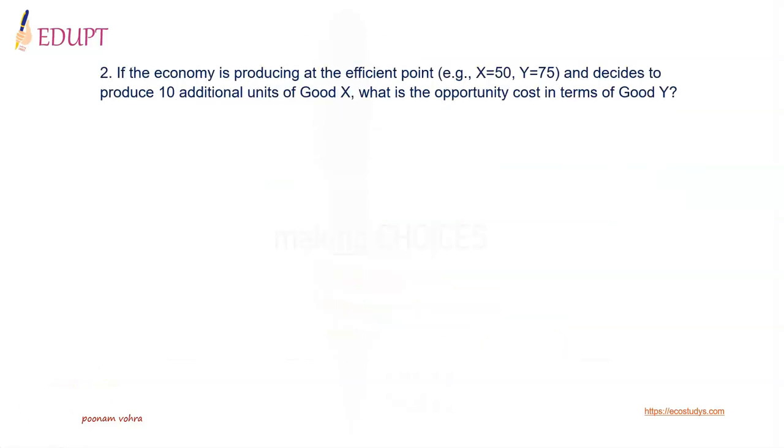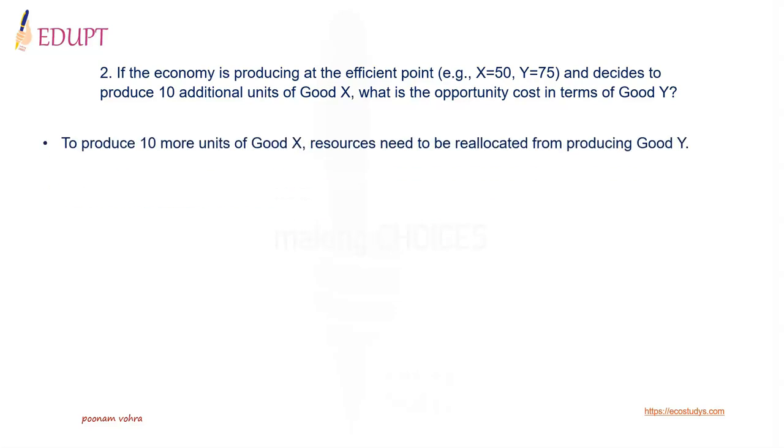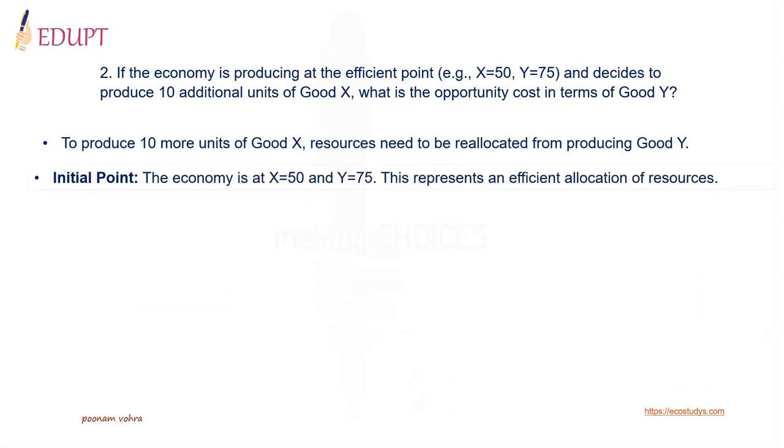Question 2. If the economy is producing at the efficient point of X as 50 and Y as 75 units and decides to produce 10 additional units of good X, what is the opportunity cost in terms of good Y? So, to produce 10 more units of good X, resources need to be reallocated from producing good Y. Initial point is that when the economy is at X is 50 and Y 75, it represents efficient allocation of resources.